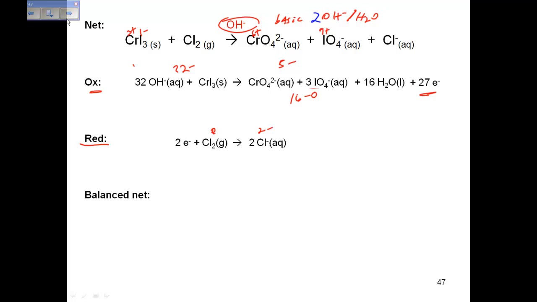So I need a common factor. Simplest thing over here would be cross multiplying, so I'm going to end up doing 2 times my oxidation and 27 times my reduction, which then would cancel out my 54 electrons in both cases.